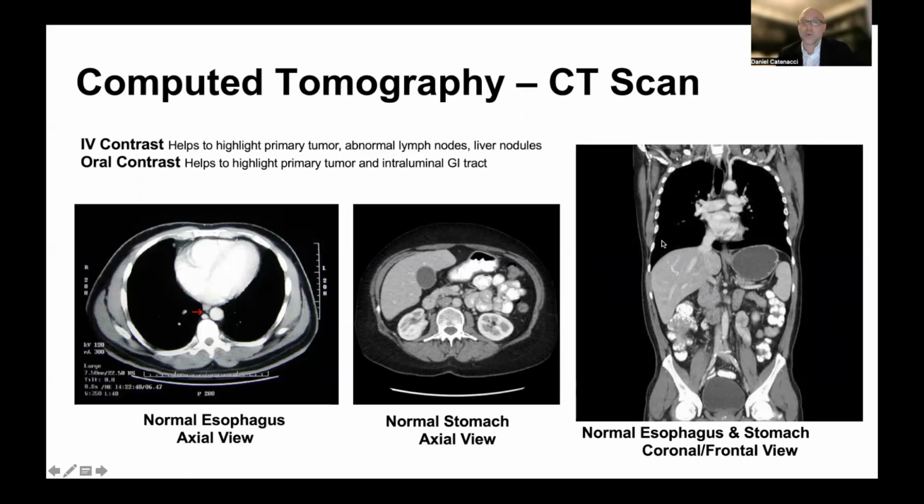So this would be a normal CAT scan that the radiologist is looking to compare to when you're coming in and getting a CAT scan for various reasons.